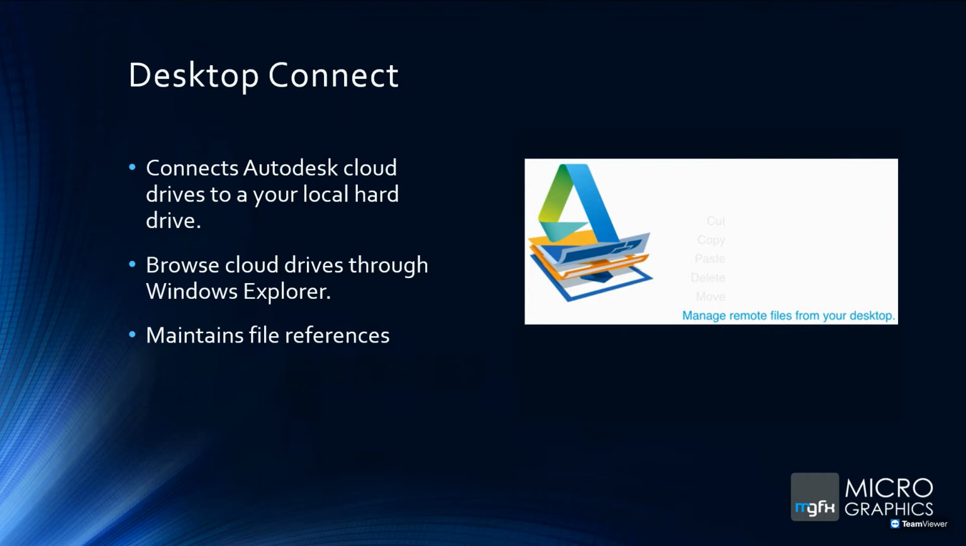Desktop connector is your go-between between your cloud storage and bringing that cloud storage down onto your local hard drive and synchronizing that data on your local hard drive. So it connects the Autodesk cloud drives to your local hard drive. It allows you to browse cloud drives through Windows Explorer, but it's more than that. It maintains file references. It knows the links between files.